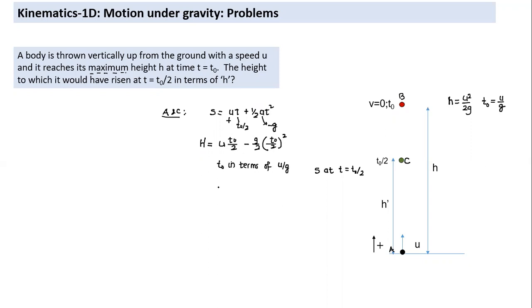And then finally what will happen? I'll substitute u square by 2g is equal to h. So these two substitutions I'll make in this equation and I can find the value of h dash. That's one method of solving. Can we think of some other method?